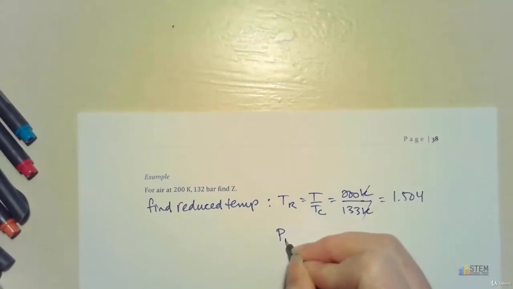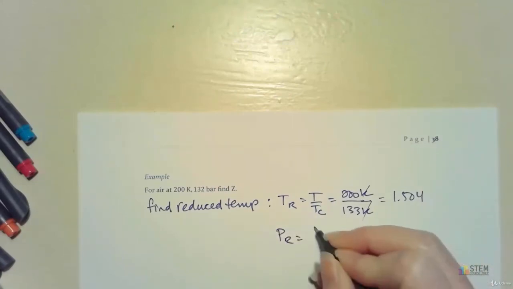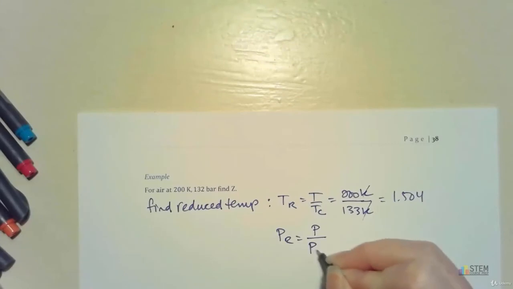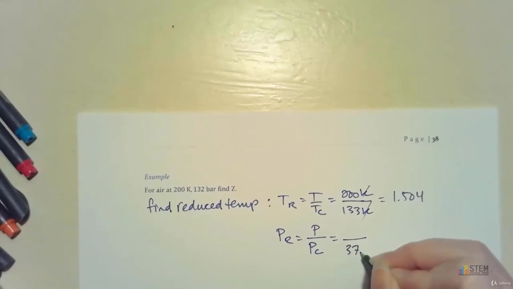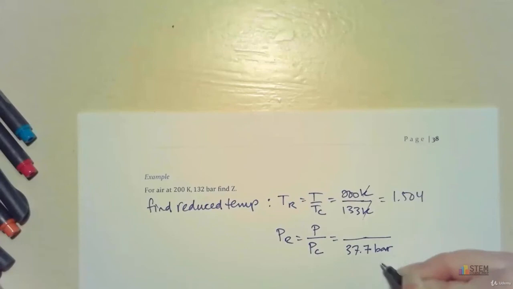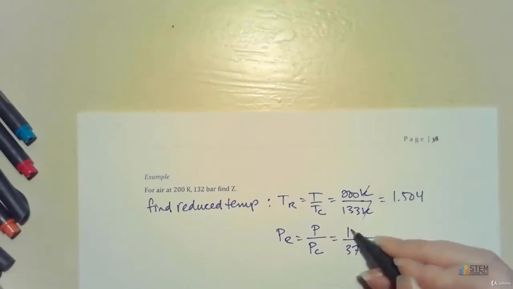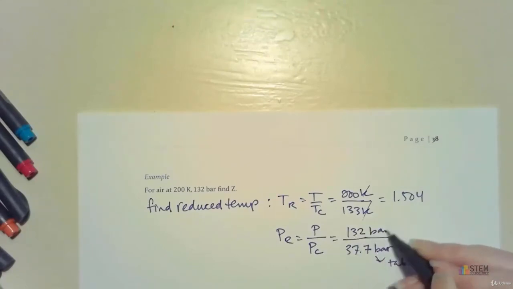Now next we have reduced pressure. Reduced pressure is going to be P over PC. The critical pressure for air will be 37.7 bar. Remember, these critical values are found in table A1, in case you're trying to remember where we get that from. Our current pressure is 132 bar.